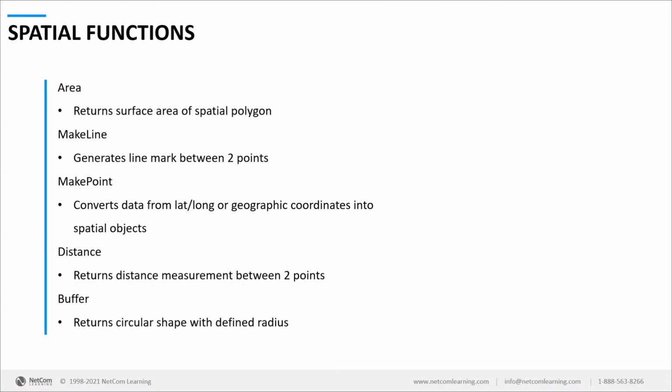Now, once we get a file that we can use inside of Tableau to analyze map data, there are several different spatial functions available for us to use. There is area, make line, make point, distance, and buffer. And we're going to see examples of each one of these spatial functions, which are calculations that we can use within our maps in Tableau.